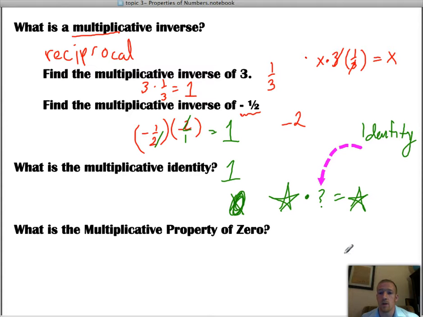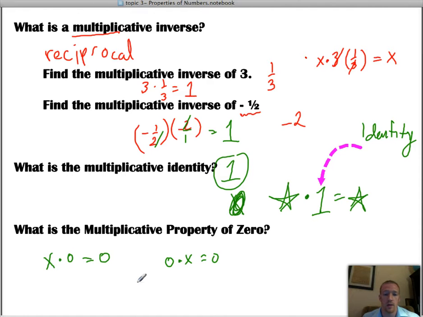And that has to be a 1. All right, so 1 is the multiplicative identity. And then what is the multiplicative property of 0? That just says that anything times 0 is 0. So anything times 0 equals 0, or 0 times anything equals 0.